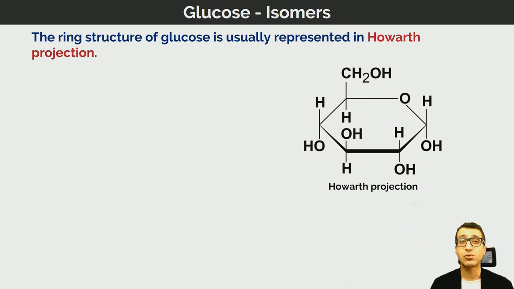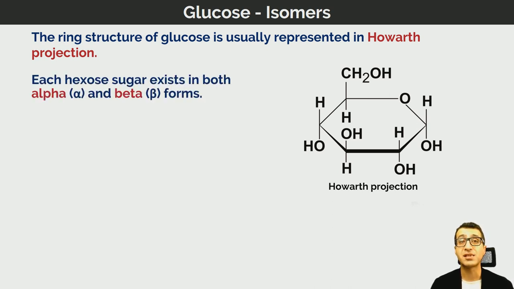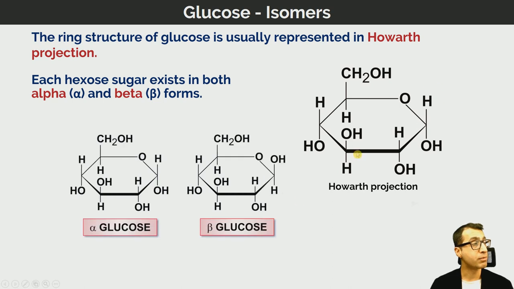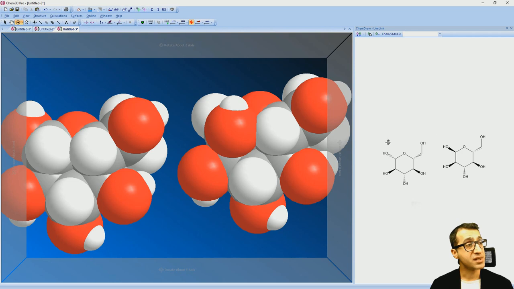Now, each hexose sugar unit, as we saw in those two models, can exist in two different forms, two different isomers, the alpha and the beta forms. So here are two Haworth projections of alpha and beta glucose. And you can see that these two models look somewhat different from the models you were seeing here. This is a structural formula. It's semi-skeletal, semi-structural. These are representing the same two molecules that you see on the screen there.